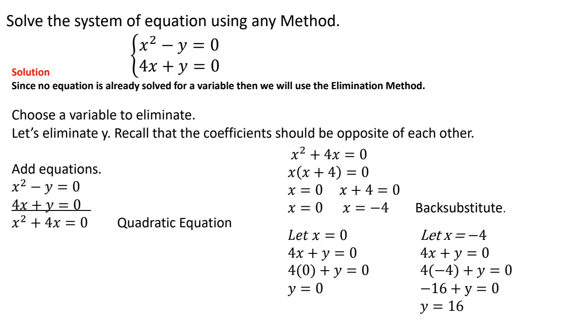So here, our solution set is (0, 0) and (-4, 16). What this means is our line crosses our parabola at two places, right? At (0, 0) and (-4, 16). Any questions? All right.